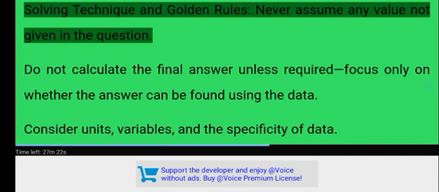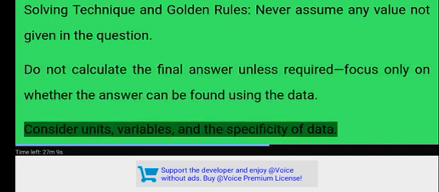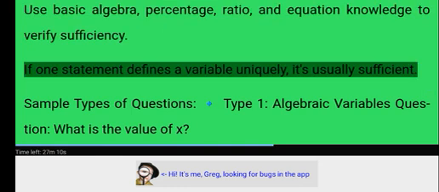Solving technique and golden rules. Never assume any value not given in the question. Do not calculate the final answer unless required. Focus only on whether the answer can be found using the data. Consider units, variables, and the specificity of data. Use basic algebra, percentage, ratio, and equation knowledge to verify sufficiency. If one statement defines a variable uniquely, it's usually sufficient.